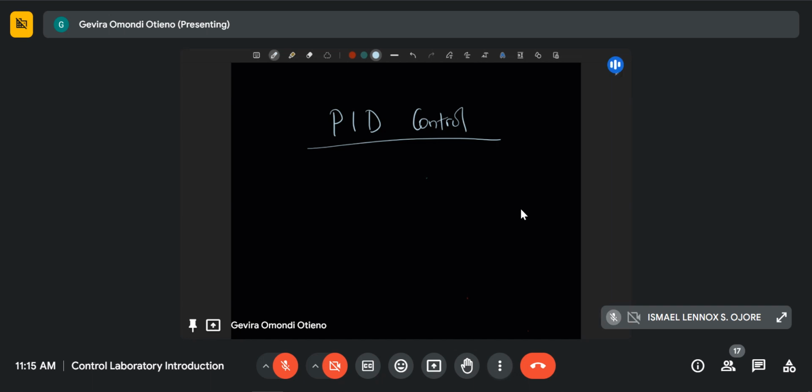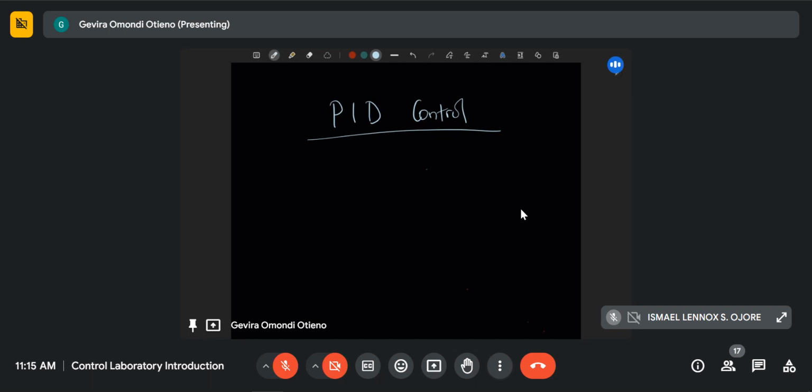And you will see in a short while and through your labs how you can use these PID control tools to help design control systems and adjust them accordingly to achieve a desired objective.